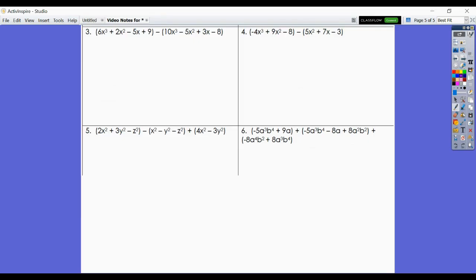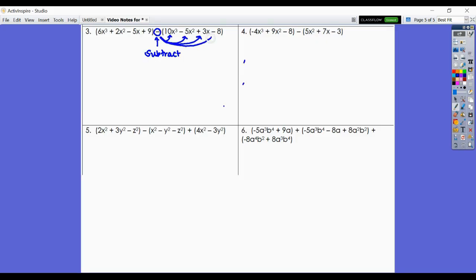Example 3 is 6x cubed plus 2x squared minus 5x plus 9 subtracted by the whole polynomial of 10x cubed minus 5x squared plus 3x minus 8. Because I'm subtracting the whole polynomial, this is subtraction, I have to go ahead and distribute here. So I go ahead and distribute to every single term because, like I said, I am subtracting this whole term.